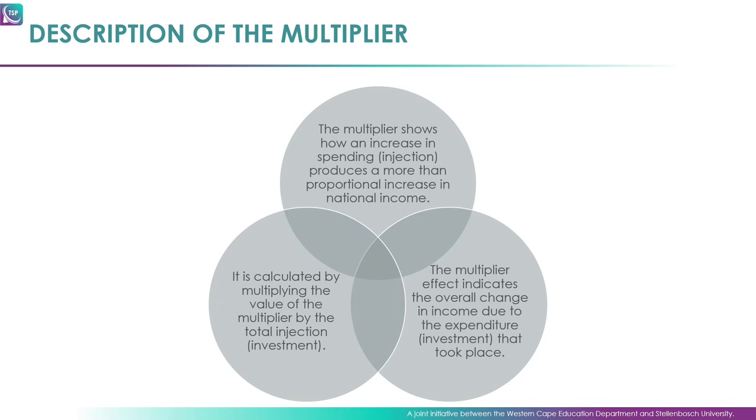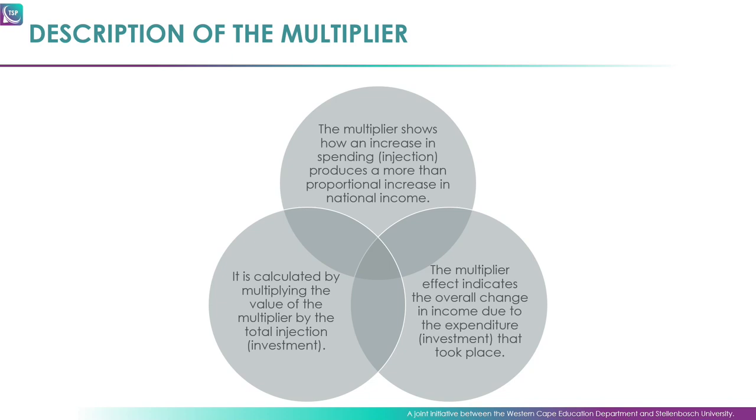Now, the multiplier effect indicates the overall change in the income due to the expenditure which that one person might have made, which is also known as an investment, because now the money is within our circular flow. So how is the multiplier calculated? It is calculated by multiplying the value of the multiplier. Don't worry, I'll show you how to go about calculating the multiplier.